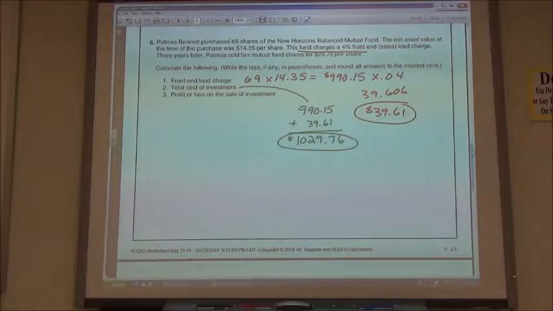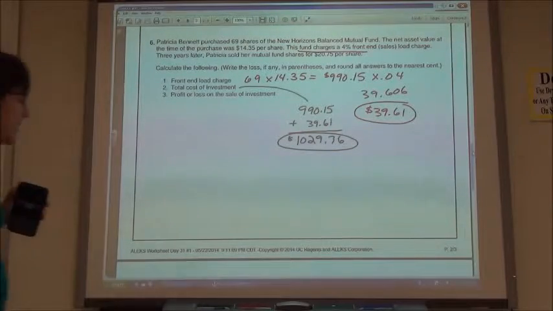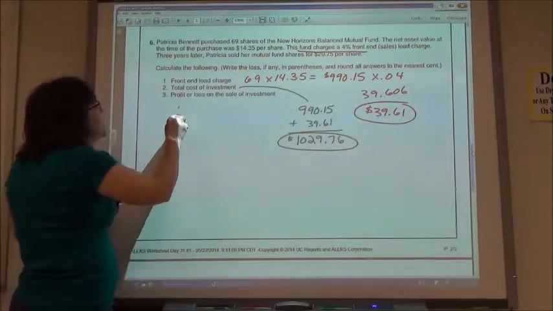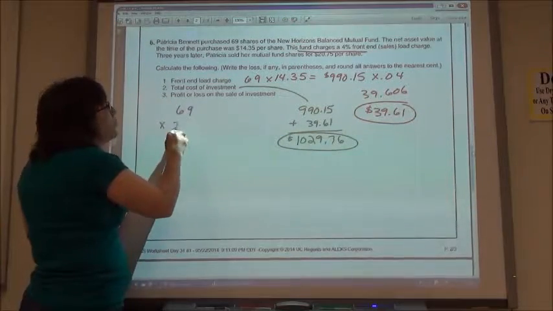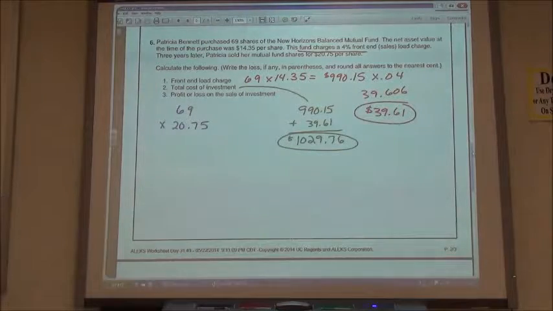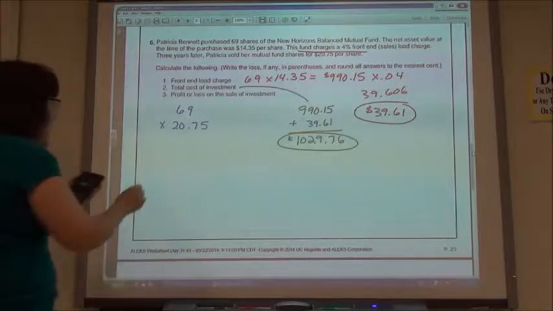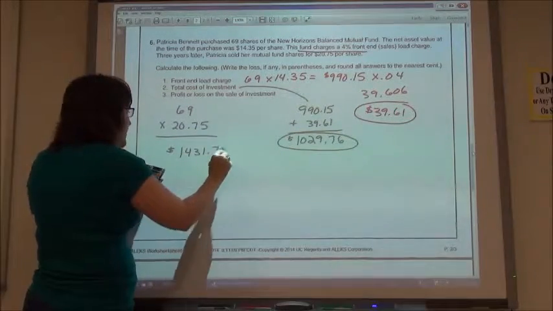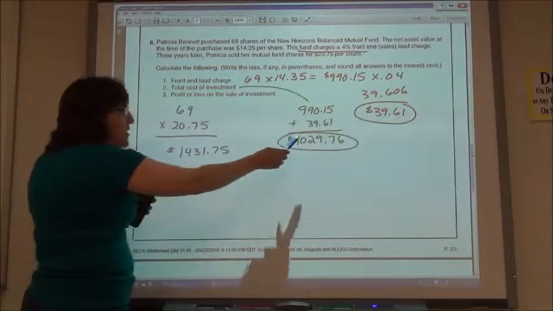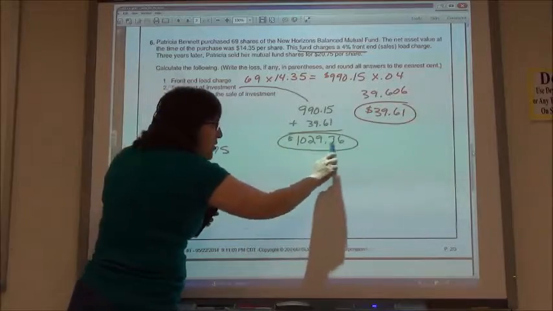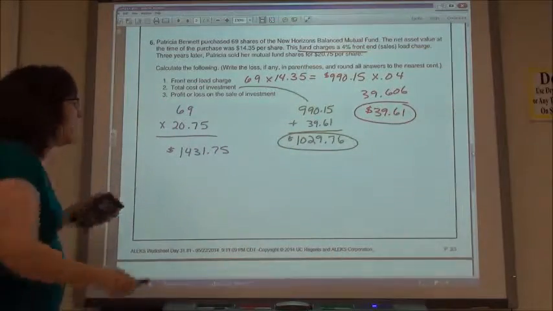3 years later, Patricia's selling her mutual funds for $20.75 per share. So she had 69 shares. She's going to sell them for $20.75 per share. So 69 times 20.75 means she made $1,431.75. So this time, the amount she made when she sold them is more than her cost. She's going to make a profit.